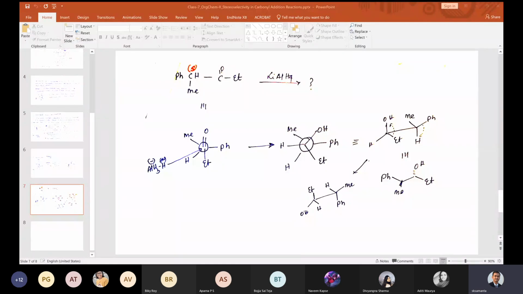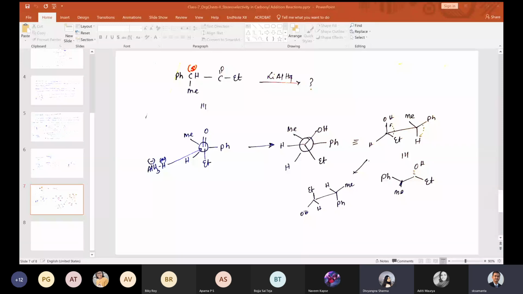So you could understand this one now. Now this Newman projection formula would be a little difficult if you want to convert from here directly to here. So let's convert first into the Sawhorse projection formula. So here you see that hydrogen, OH.